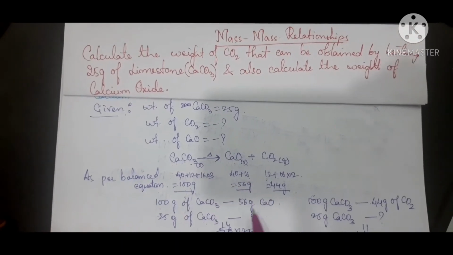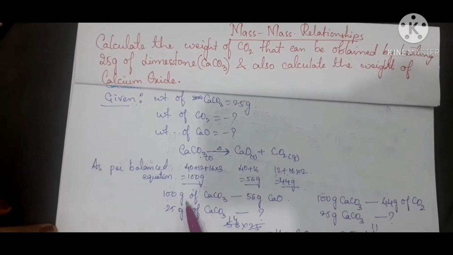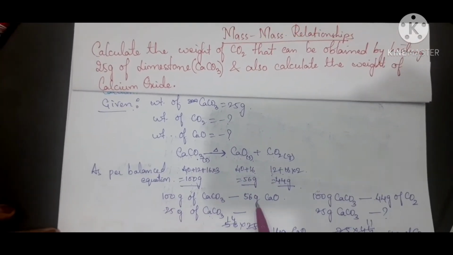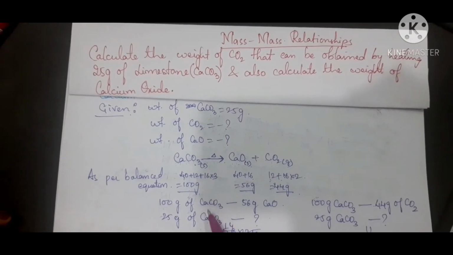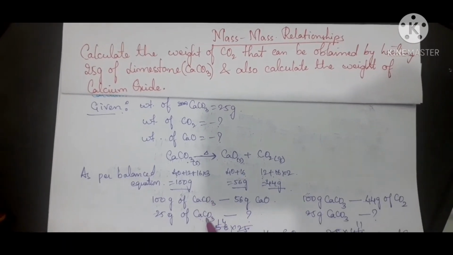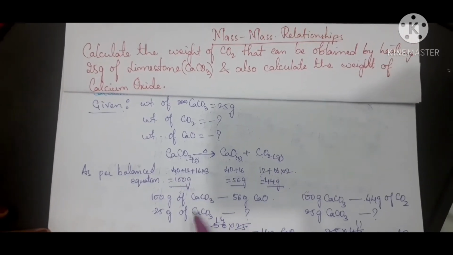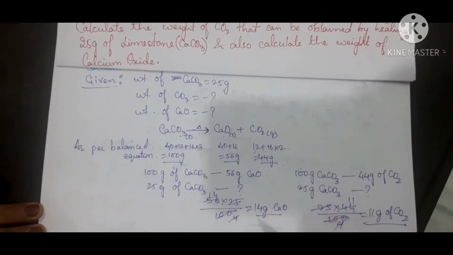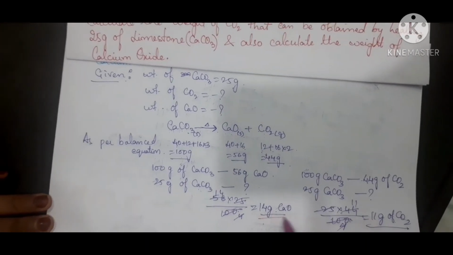First let me relate calcium carbonate and calcium oxide. As per the balanced equation, 100 grams gives 56 grams. But 25 grams gives how much? See, always the same units come one below the other. So you just multiply 25 into 56 divided by 100. On solving this, I am going to get 14 grams of calcium oxide.